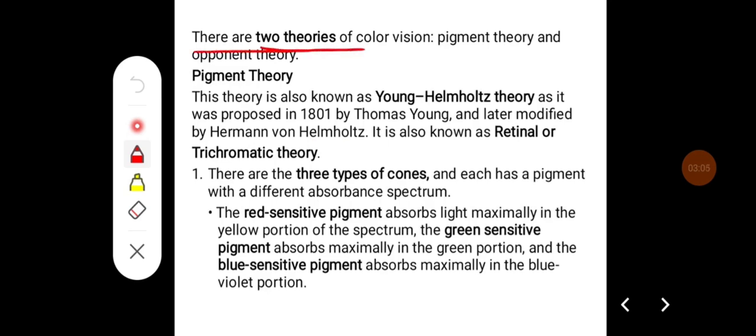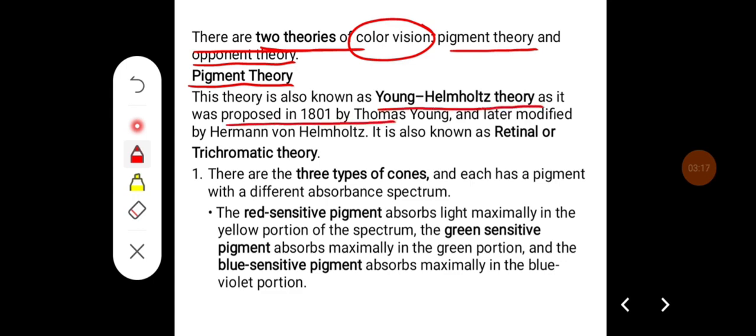There are two theories for color vision: pigment theory and opponent theory. Coming to pigment theory, this theory is also known as Young-Helmholtz theory, as it was proposed in 1801 by Thomas Young and later modified by Hermann von Helmholtz, and it is also known as retinal or trichromatic theory.